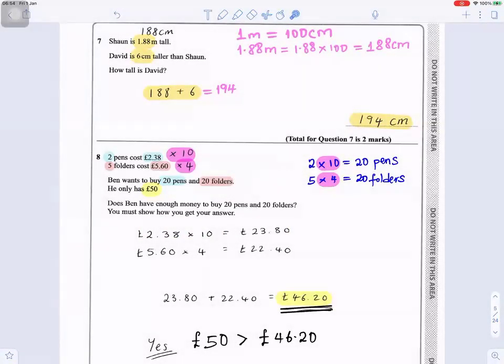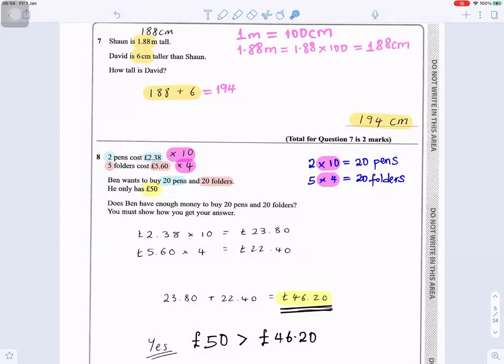And 5 times 4 gives you 20. So we know 5 folders cost £5.60, and to get 20, you do 5 times 4. So it will be £5.60 times 4. It gives you £22.40. So this is for 20 pens and for 20 folders.